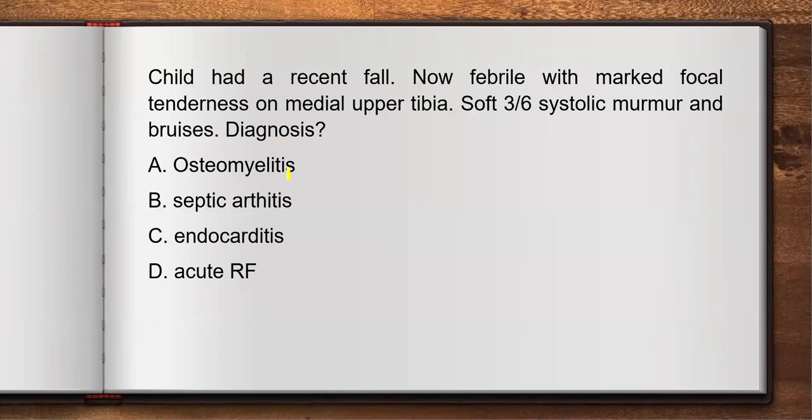The last question for today. Child had a recent fall. Now febrile with marked focal tenderness on the medial upper tibia. So you have got a child, had a fall, febrile, focal tenderness on the tibia, soft systolic murmur, bruises. What is the diagnosis? Osteomyelitis, septic arthritis, endocarditis, rheumatic fever.